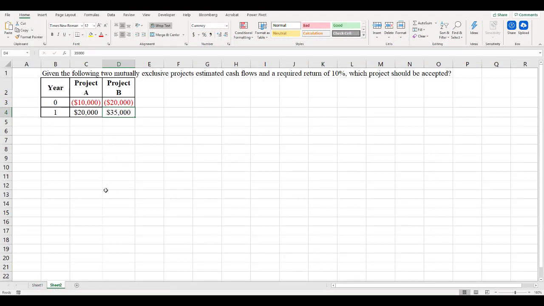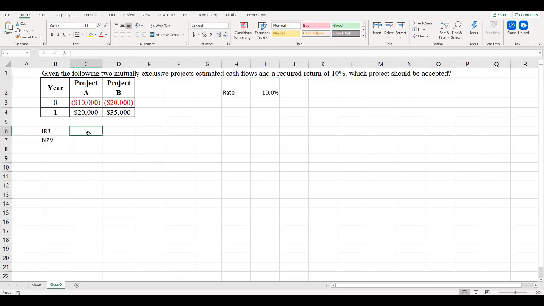All right, so we're going to do a couple things here. We're going to compute the IRR for each project. We're going to compute the NPV, and then I'm going to walk you through the incremental IRR. So let's start with IRR and NPV. I also want to plug in here, up here, the rate, which is going to be 10%. So I want to be able to reference that for this problem.